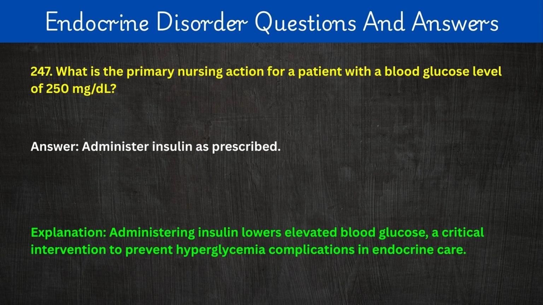247. What is the primary nursing action for a patient with a blood glucose level of 250 milligrams per deciliter? Answer: administer insulin as prescribed. Explanation: administering insulin lowers elevated blood glucose, a critical intervention to prevent hyperglycemia complications in endocrine care.